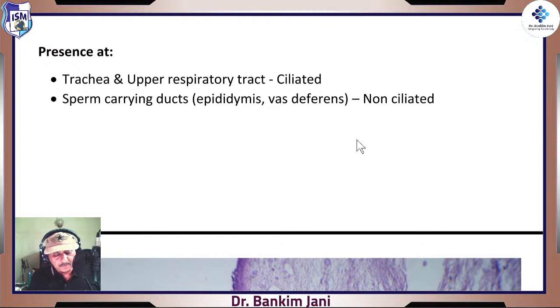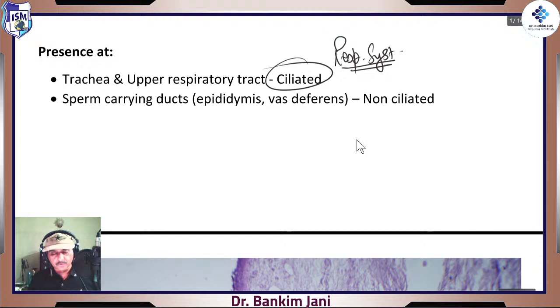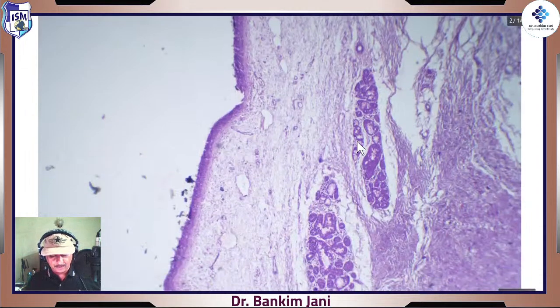Well, the trachea and upper respiratory tract are ciliated. See, in case of the respiratory system, surely ciliated, because that's where the mucus is moved. And sperm carrying ducts, the epididymis and vas deferens, are non-ciliated, because there the movement is for a different purpose, right?